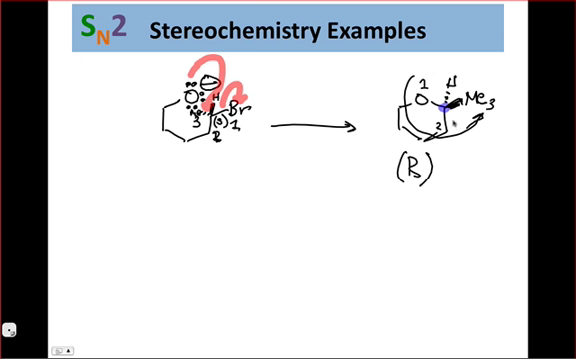As a result, we know we need to switch the configuration at that stereocenter, and we can do that by simply changing the wedge that we drew to a dash now, and placing the hydrogen on a wedge. And now if you work out the RS configuration for yourself, you'll see that this is indeed the R configuration, and we have inverted the stereochemistry relative to the starting material.